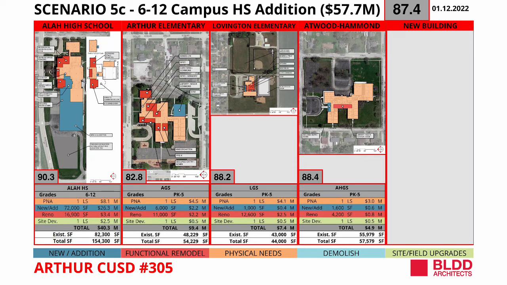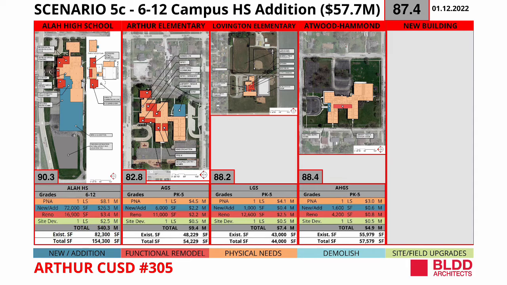Now, Scenario 5C, the new scenario, looks at the creation of a 6-12 campus via replacement of the 9-12 facilities at the existing site and moving junior high students into the high school building. Now, this has a slightly higher cost of $57.7 million. While work at the 3 pre-K-5 elementary schools is the same, the work at the high school is slightly different.